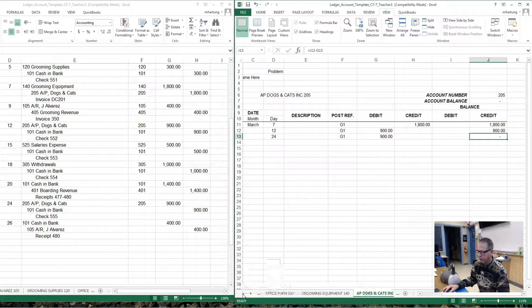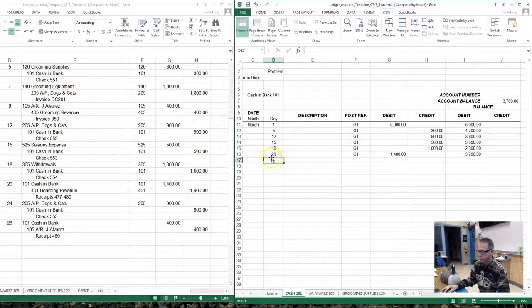Head back over to cash. And the last one, here on the 26th, what did we do? Increased cash on the 26th. So we have a debit of $400. Previous balance plus that debit. So at the end of the month, we should end up in our cash account with $3,200.